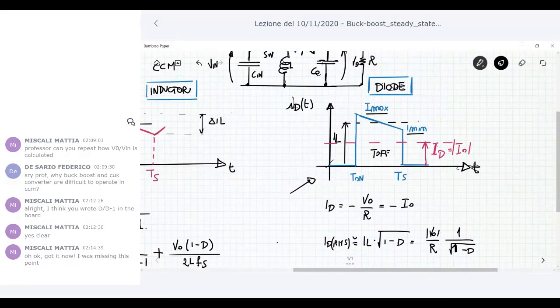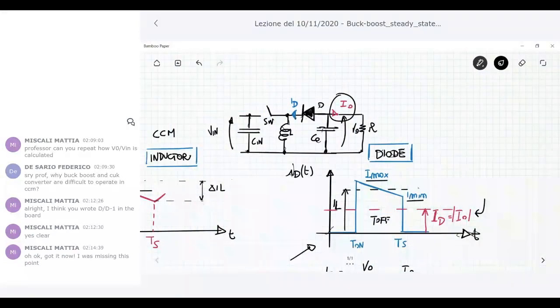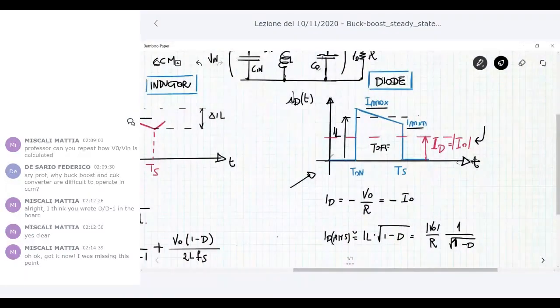The average value of this diode current is the same as the output current. The red curve is the average value. The average value is the output current, I naught, because in steady state no DC current can flow through the output capacitor C naught. And so as a consequence, the average value is given by this expression: negative I naught, which is negative V naught over R.